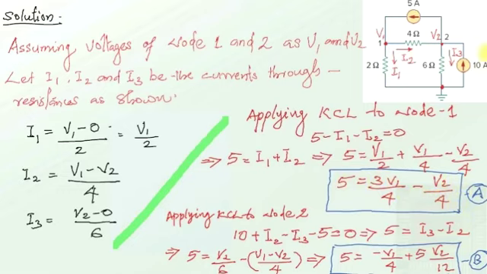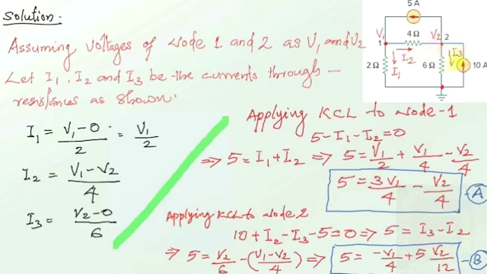Now if you apply Kirchhoff's current law to node 2, you can see that a current of 5 ampere, a constant current source, or this 5 ampere current is flowing out of the node, and this 10 ampere current from the constant current source is flowing into the node, and I3 is flowing out of the node and I2 is coming into the node.